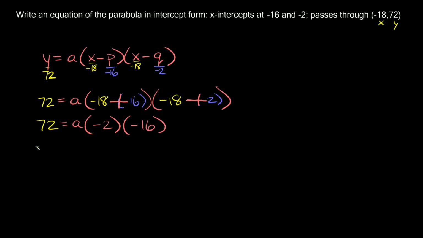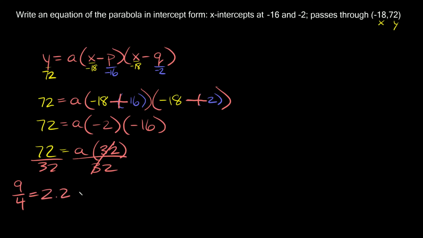All right, so then we get that 72 is equal to a times -2 times -16, which is positive 30, no, sorry, not 36, 32. Okay, so to solve for a here, we'll divide both sides by 32. Like that, those cancel out. So then 72 divided by 32 is equal to 9/4, or you could write it as a decimal as 2.25, right? So that is equal to a. Okay, cool, so we figured out what a is equal to.